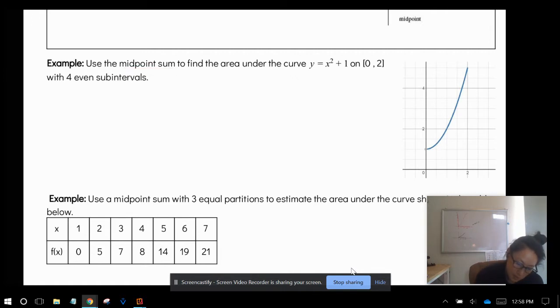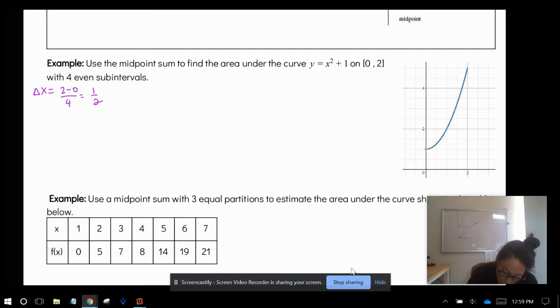So, midpoint sum of the curve y equals x squared on the interval 0 to 2, and we're going to do even subintervals. So again, to get even subintervals, delta x is going to equal b minus a, so 2 minus 0 over 4, the number of intervals, and I get 1/2.